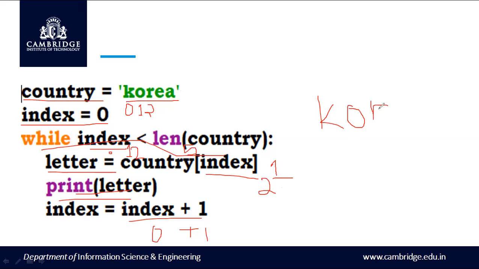This is how each and every character is traversed using the while loop. From the last iteration, you can see here 4 plus 1 is 5. Index 5 less than 5 becomes false, and it comes out of the loop, having printed all the characters of the string. So this is how a while loop works with strings.